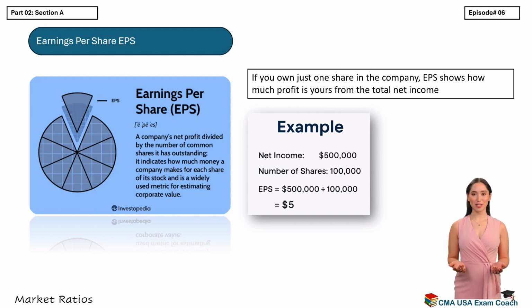To find the earnings per share, we use this simple formula. EPS equals net income divided by number of shares. So in this case, EPS equals 500,000 divided by 100,000 equals $5 per share. This means for every share you own in this company, your portion of the profit is $5. EPS helps investors know how much they're earning on each share they hold. It's a key measure of a company's profitability from a shareholder's point of view.